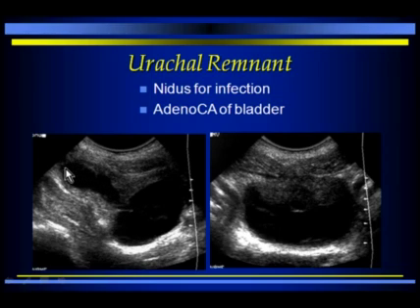But the cancers that occur in urachal diverticula are different than the cancers that occur in the bladder, because the bladder is generally lined by transitional mucosa, whereas the urachus is lined by columnar mucosa. So what you'll see here is adenocarcinoma in the urachus as opposed to a transitional carcinoma in the bladder.